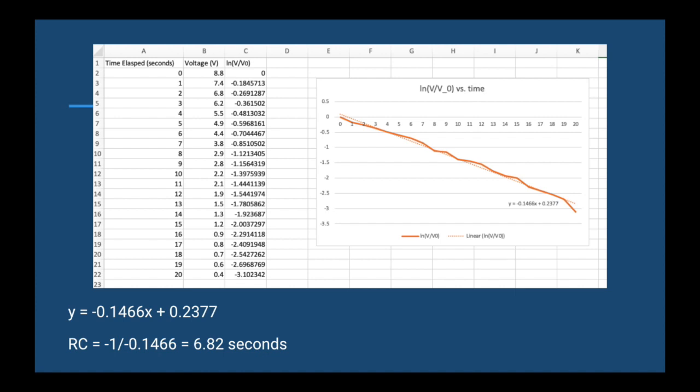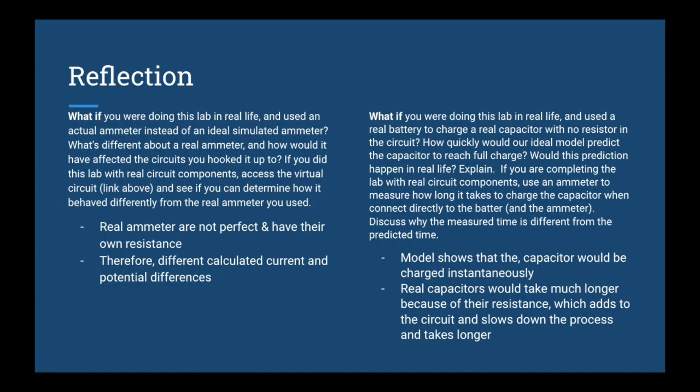and found that -1 divided by -0.01466 equals 6.82 seconds. To wrap up this experiment, I ended with a few reflection questions. In response to the first reflection question, I found that the real ammeter was not perfect and has its own resistance. Because of this, there were different calculated current and potential differences. Next, I found that although the model shows that the capacitor would be charged instantaneously, real capacitors would take much longer because of their resistance, which slows down the process overall.